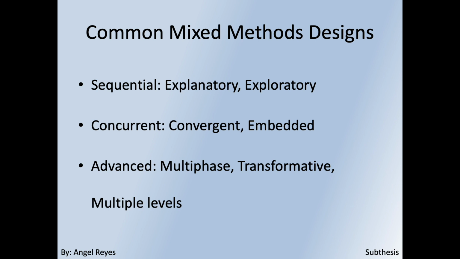Concurrent designs include convergent designs, where qualitative and quantitative data are collected simultaneously and compared, and embedded designs, where one data type plays a supporting role to the other. Advanced designs include multi-phase designs that combine sequential and concurrent elements over time, transformative designs guided by social justice frameworks, and multiple level designs that integrate different methods across various system levels. Each design offers specific advantages for particular research contexts.